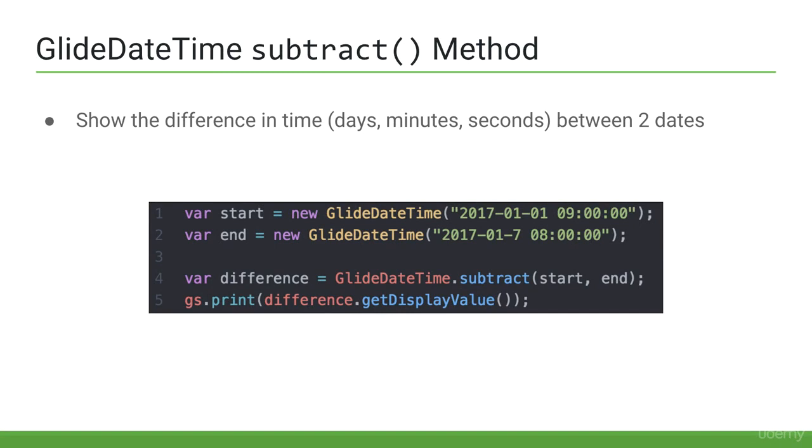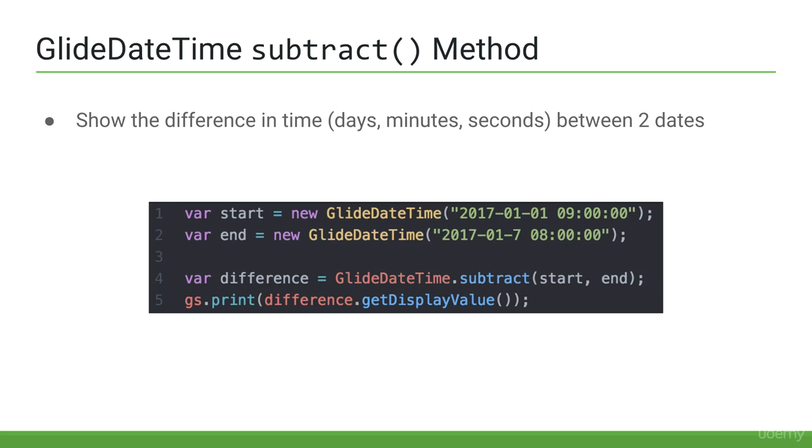So on line 1, I have a new GlideDateTime object assigned to the variable start, which represents January 1st, 2017 at 9 a.m. On line 2, I have another variable, end, which is assigned a GlideDateTime that represents January 7th at 8 a.m. of 2017.